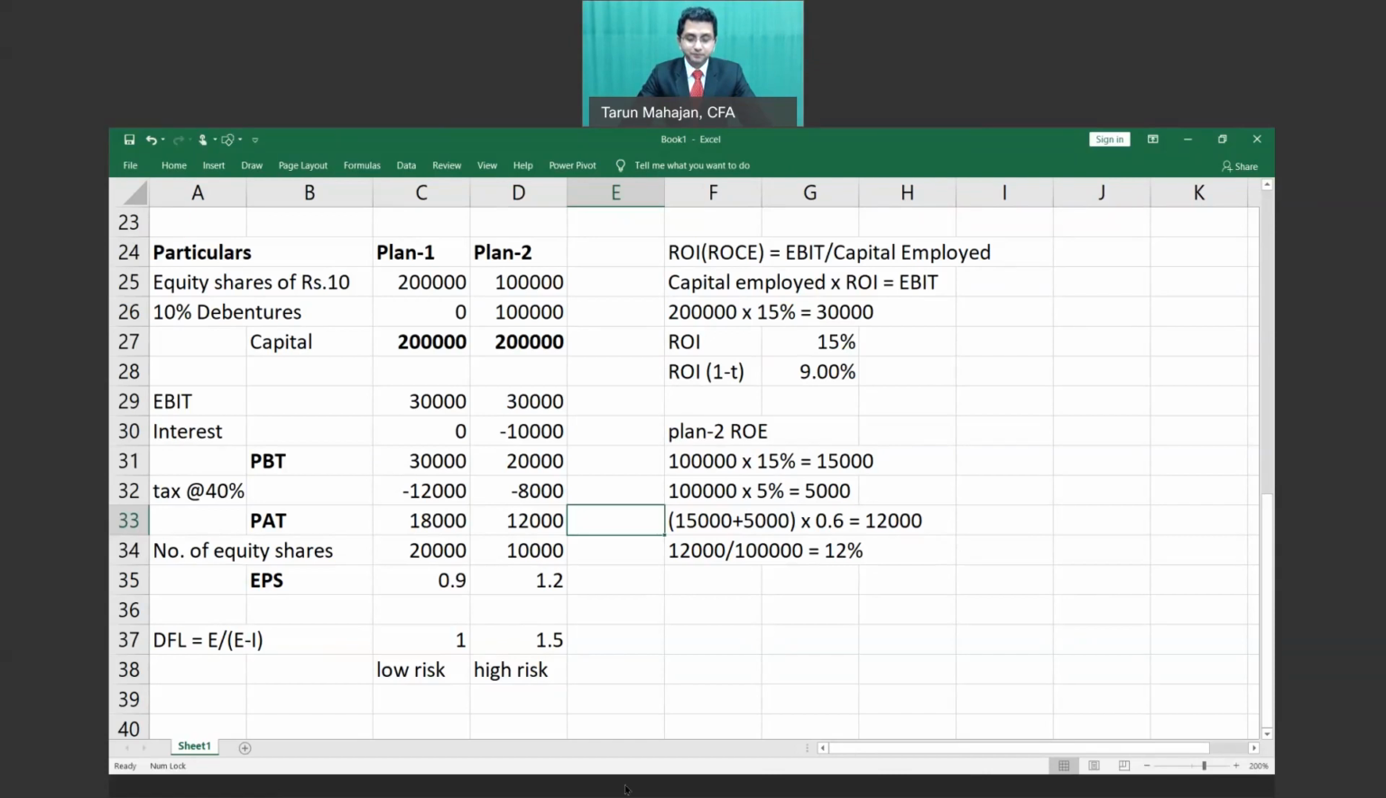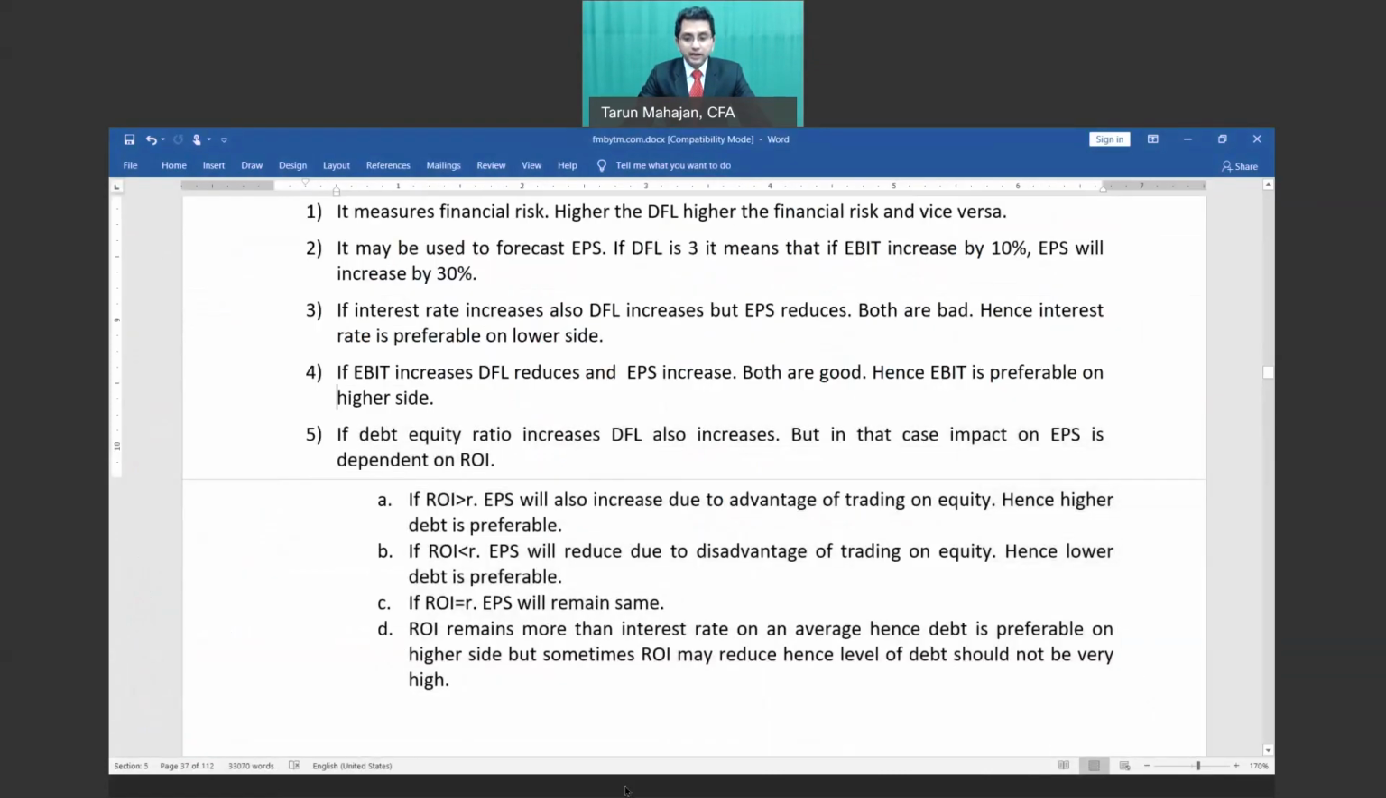So finally, I can conclude it like this. If debt equity ratio increases, DFL also increases, but in that case, impact on EPS is dependent on ROI. If ROI is more than interest rate, then EPS will also increase due to advantage of trading on equity. You are paying 10% interest, you are earning 15% ROI, 5% surplus is named as advantage of trading on equity. In this case, higher amount of debt is actually preferable.